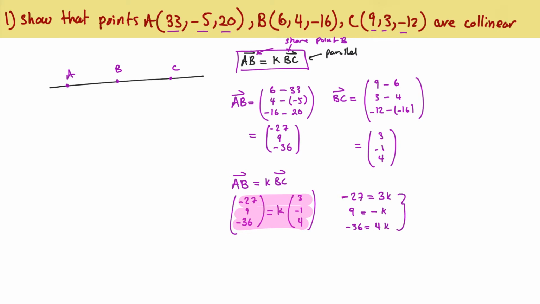Solving all of these for this first one, divide both sides by 3 and I get k is equal to negative 9. For the second one, multiply both sides by negative 1, I get k is equal to negative 9. And for the last one, divide both sides by 4 and I get k is equal to negative 9. So consistently, k is equal to negative 9. And since AB is equal to negative 9 times vector BC, therefore the points are collinear.